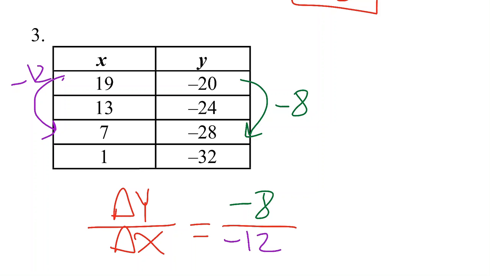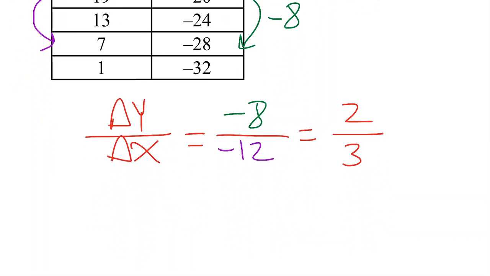And then you simplify. Negative divided by negative is a positive, so it's going to be positive 8/12. It's a fraction. You simplify. We can divide both by 4. Oops, sorry. It's going to be 2/3, a rate of change of 2/3. 2 times 4 is 8, 3 times 4 is 12. And that's how you figure out the rate of change from a table. And again, you can choose any points, but just make sure you choose the corresponding x and y values.